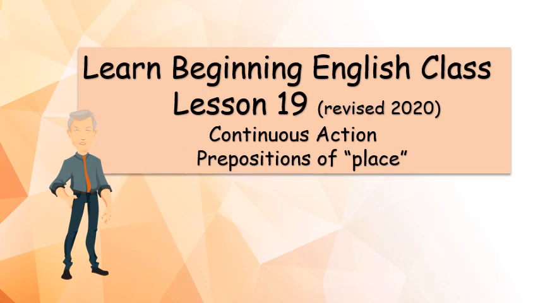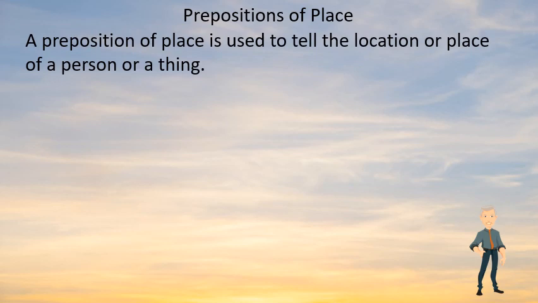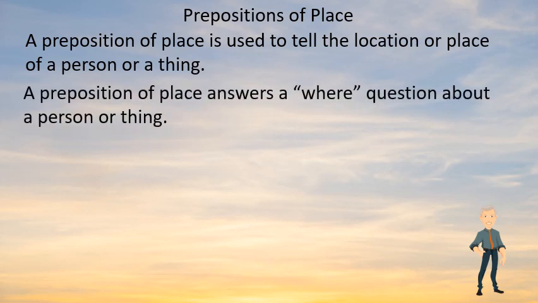This is my Learn Beginning English class, Lesson 19, Continuous Action and Prepositions of Place. Prepositions of Place. A preposition of place is used to tell the location or place of a person or a thing. A preposition of place answers a where question about a person or a thing.